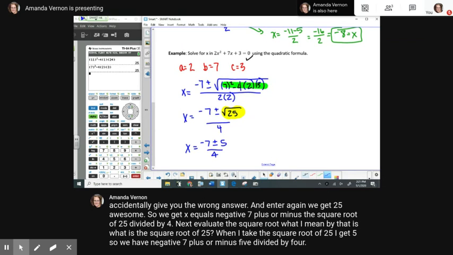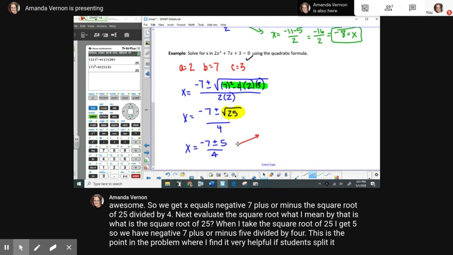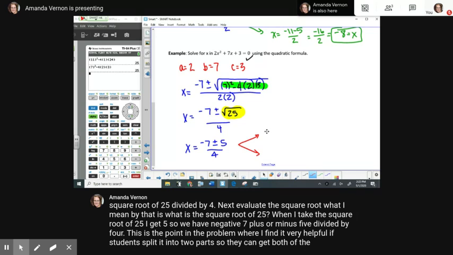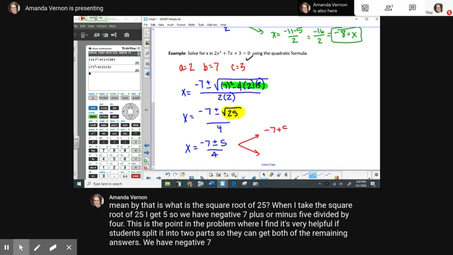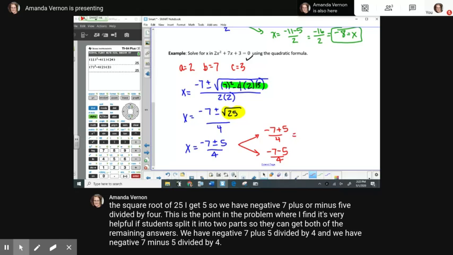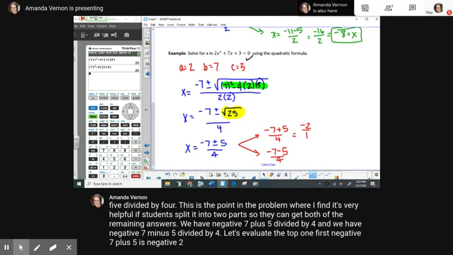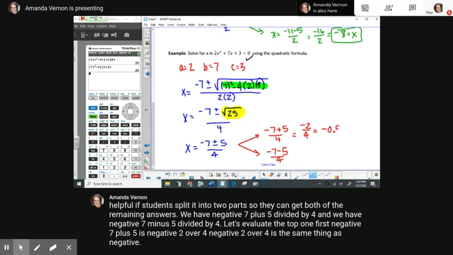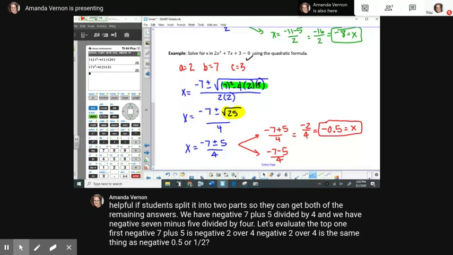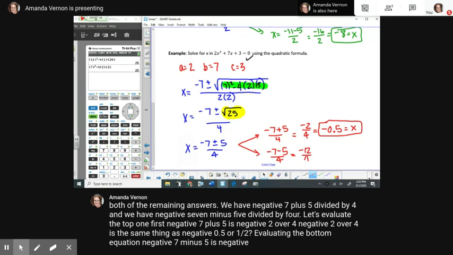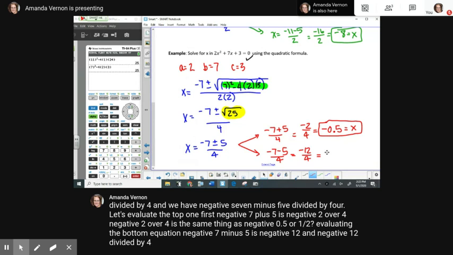This is the point in the problem where I find it's very helpful if students split it into 2 parts so they can get both of the remaining answers. We have negative 7 plus 5 divided by 4, and we have negative 7 minus 5 divided by 4. Let's evaluate the top one first. Negative 7 plus 5 is negative 2 over 4. Negative 2 over 4 is the same thing as negative 0.5 or 1/2. Evaluating the bottom equation, negative 7 minus 5 is negative 12. And negative 12 divided by 4 is going to be negative 3.